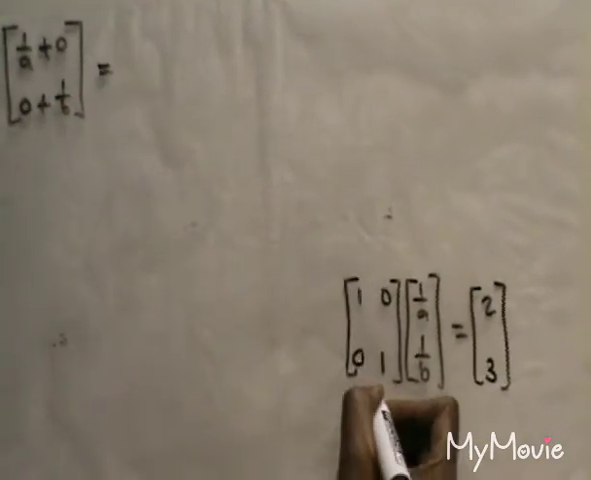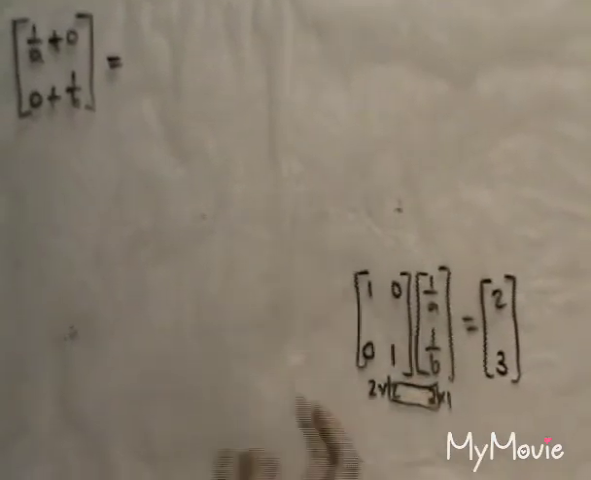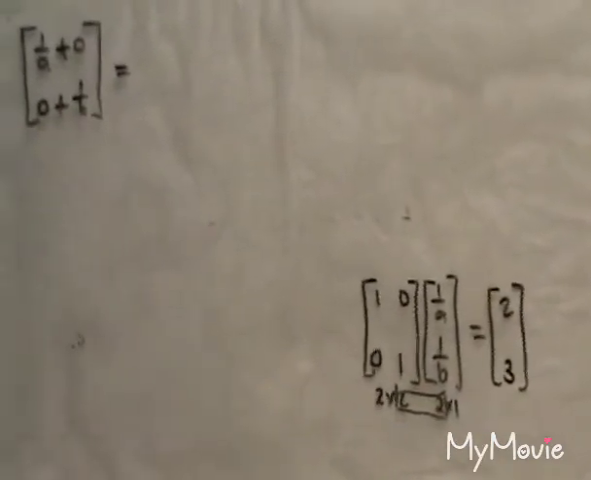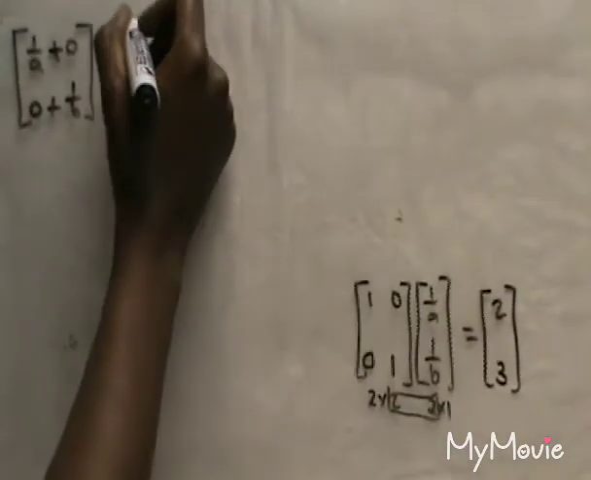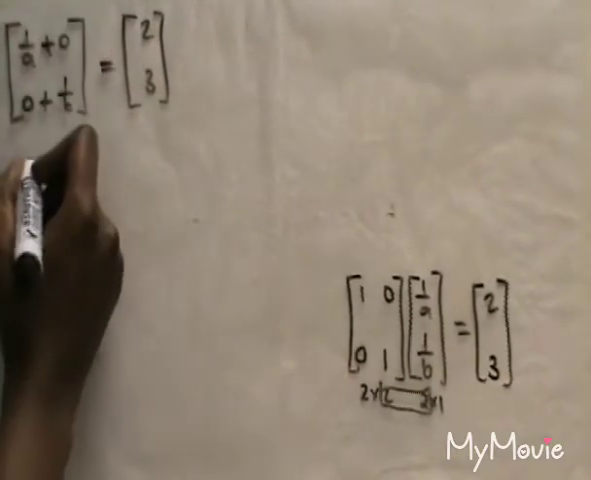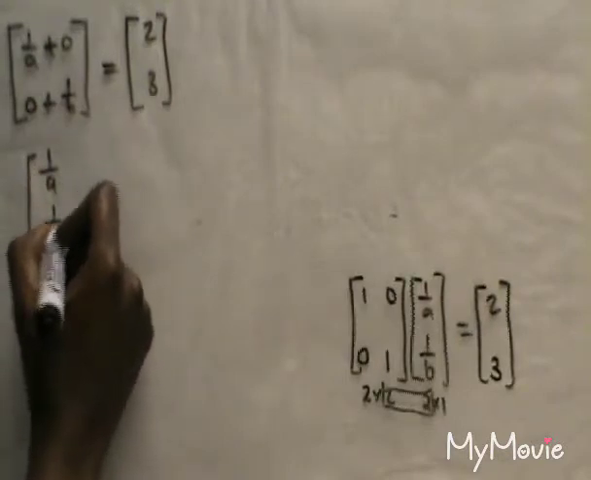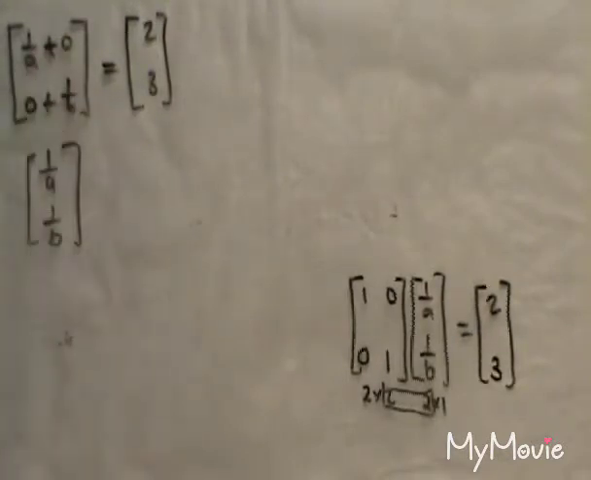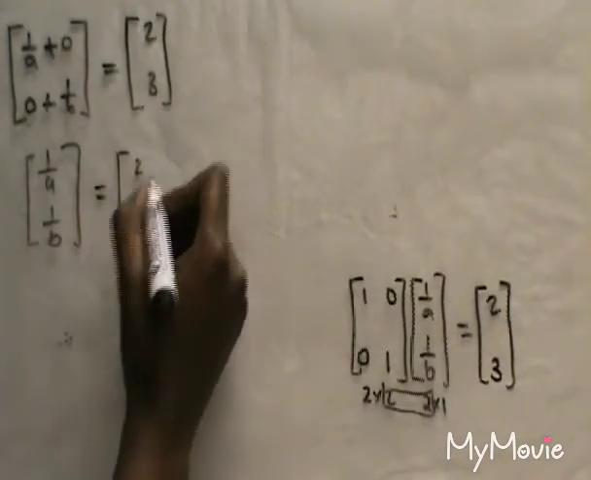So this is a 2 by 2 matrix, this is a 2 by 1 matrix. They are compatible, and you can see my solution is a 2 by 1 matrix. And this is equal to 2 and 3 there. So I'll just simplify this one here. So I have 1 over A and 1 over B, because 1 over A plus 0 is just 1 over A, and 0 plus 1 over B is just 1 over B, and this is all equal to 2 and 3.